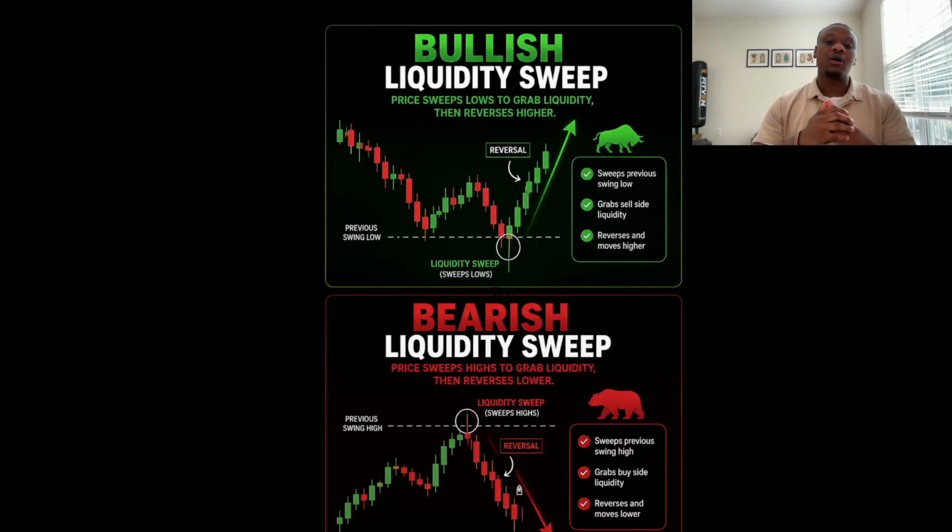Have you ever been stopped out of a certain trade and then you watched price go in the direction that you intended? That was not bad luck. That was a liquidity sweep, and let's break it down. So let's first explain what a bullish liquidity sweep is.